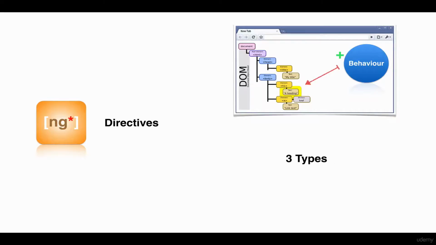And it has three types. One is attribute, second is structural, and third, components. On the next slide, we will learn more about components.